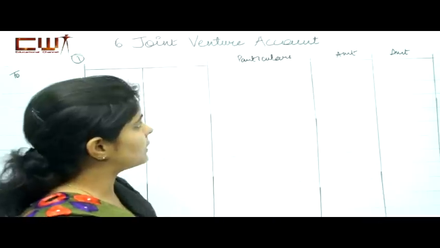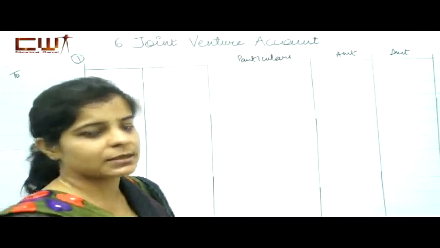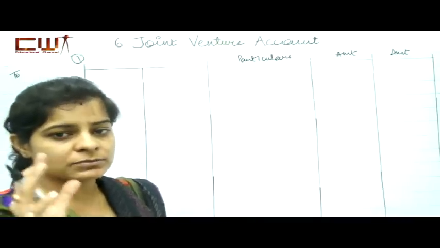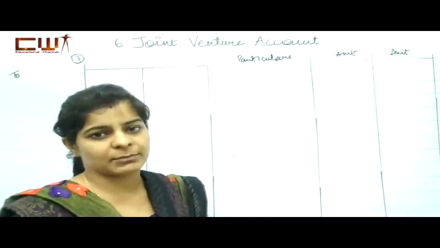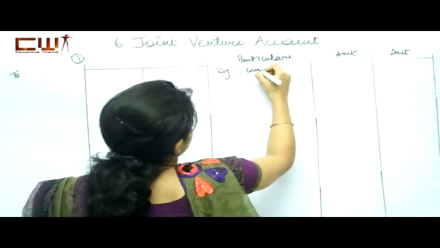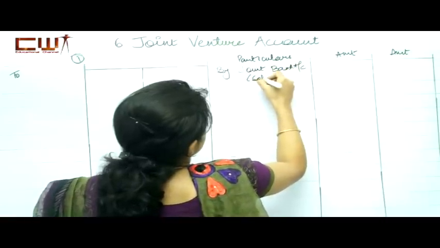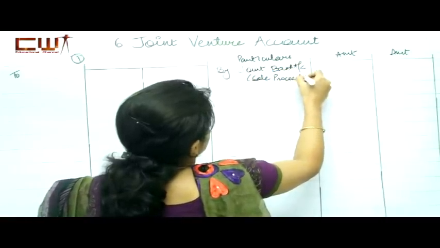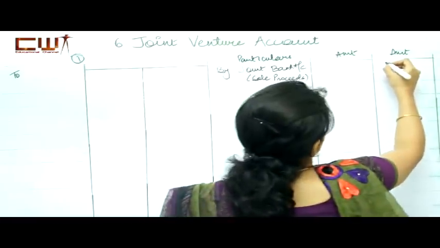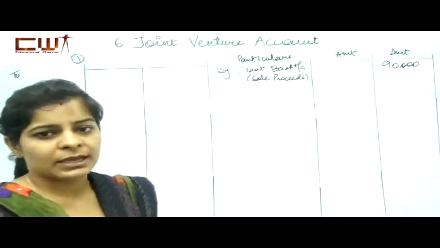We will first start off with the credit side. We will first mention the sale proceeds here. So what is the entry? Joint bank account to joint venture account. Why? Because sale proceeds means you have sold the goods and money is coming in. So by joint bank account, this is sale proceeds. Nothing in the rough column, all in the fair column. How much are you getting from sale proceeds? 90,000.